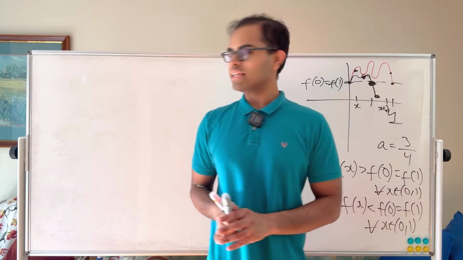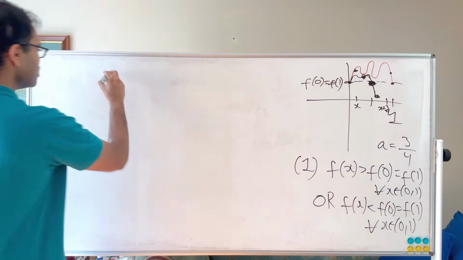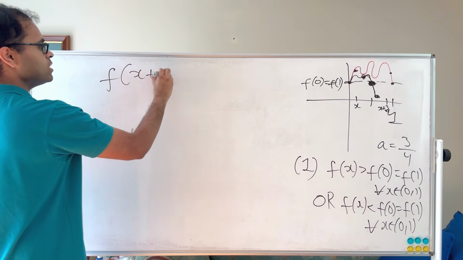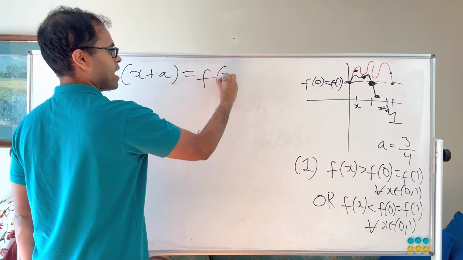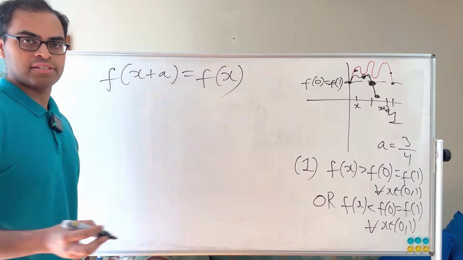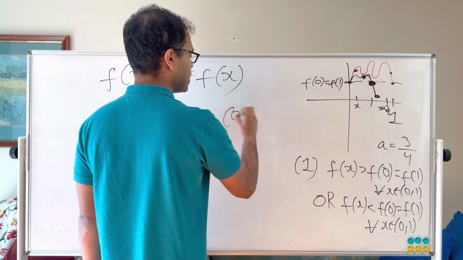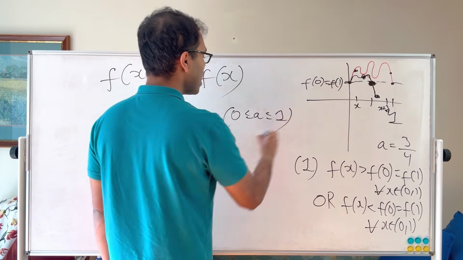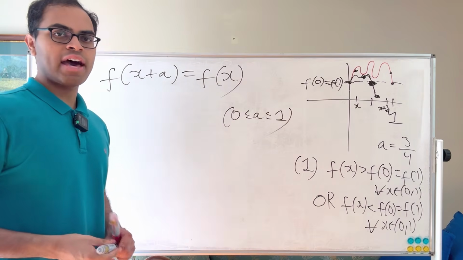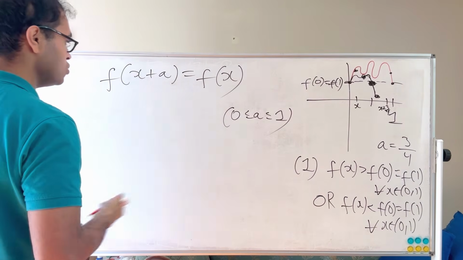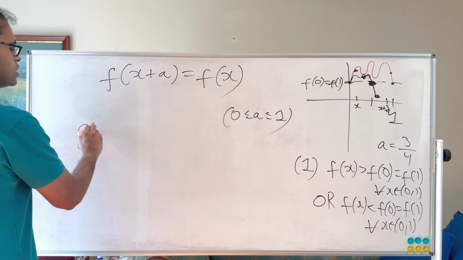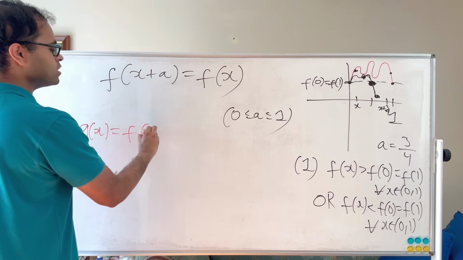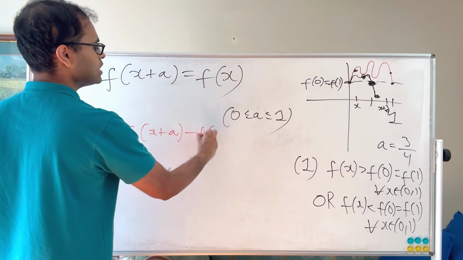All right, so now let's get into it. We're going to define a function. We want to prove that f of x plus a equals f of x for some x, okay? And we know a is fixed. A is a fixed constant, some number between 0 and 1. So how do we prove it? Just like all intermediate value theorem statements, you want to find a solution. What you do is you define a function g of x equal to f of x plus a minus f of x. Okay, that's our function.